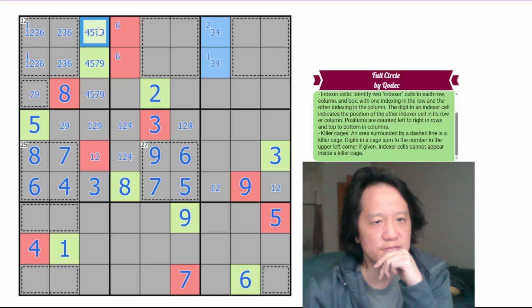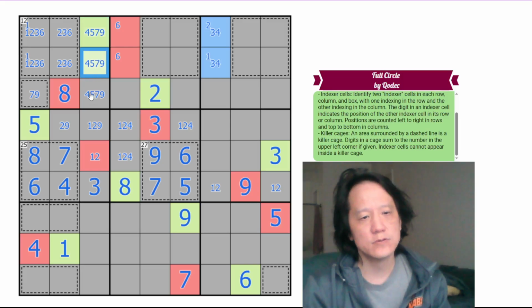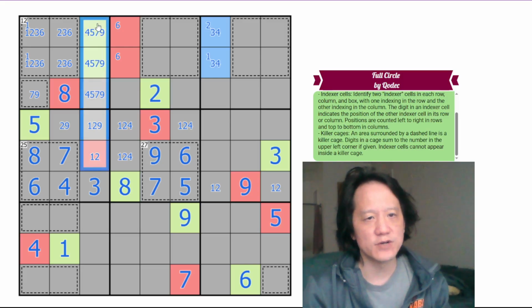That means the 5 has to be one of these two. No, this is referencing the column, so this is referencing row.